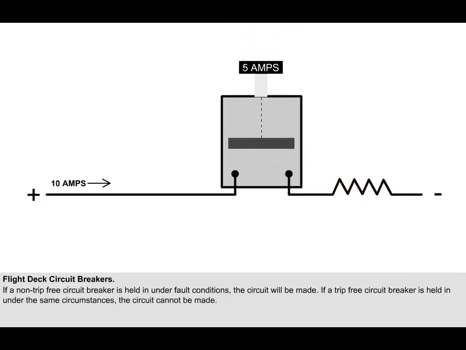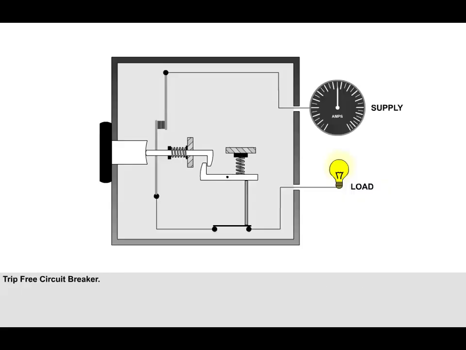If a trip-free circuit breaker is held in under the same circumstances, the circuit cannot be made. Almost without exception, the circuit breakers on the flight deck of your aircraft will be of the trip-free type. In a typical trip-free circuit breaker, as shown here, a latch mechanism is being controlled by a thermosensitive tripping device, in this case a bimetallic strip.